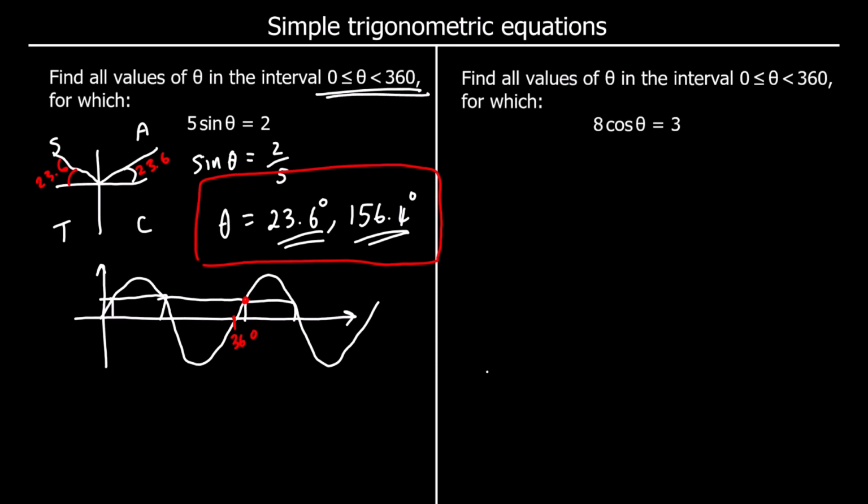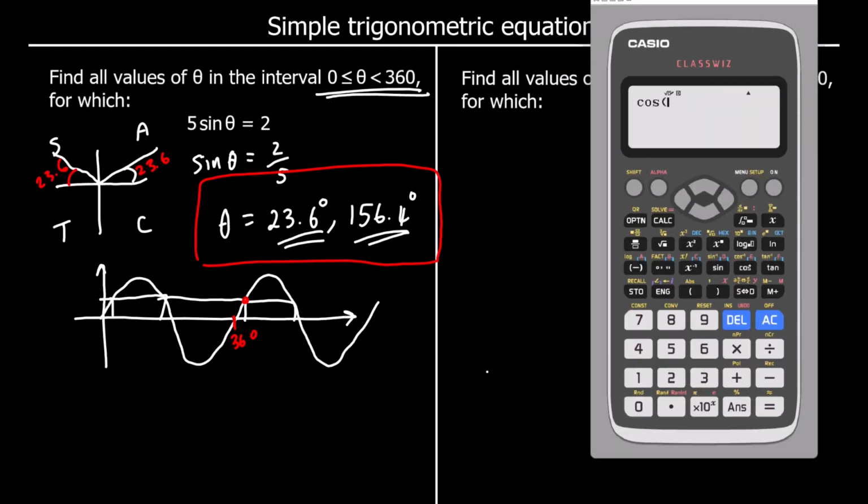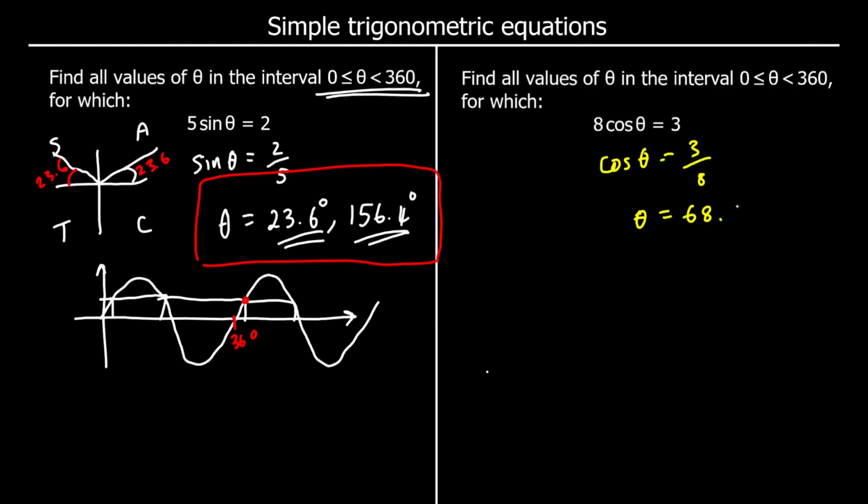One for you to try. Pause the video and give it a go. Find all values for theta in the interval 0 to 360 for which 8 cos theta equals 3. So we want theta by itself again. Divide both sides by 8. Cos theta equals 3/8. And then shift cos for our first answer. Shift cos 3/8, and that is 68.0 degrees. So our first answer is 68.0 degrees.